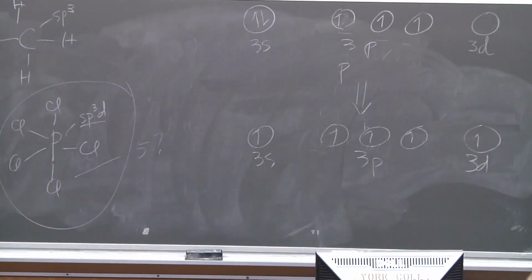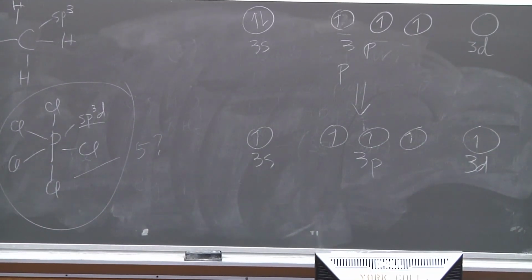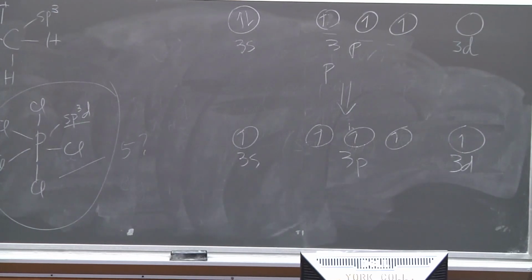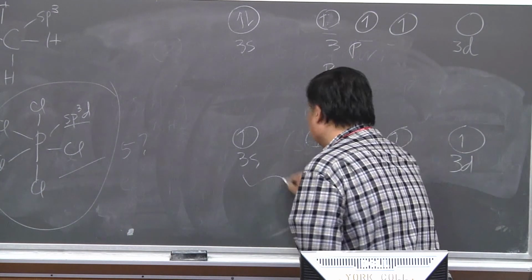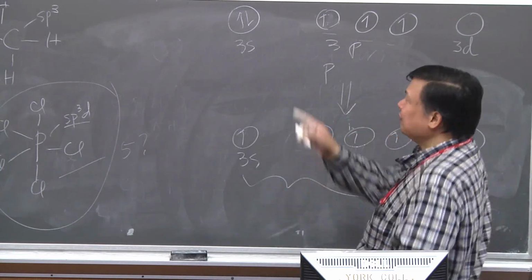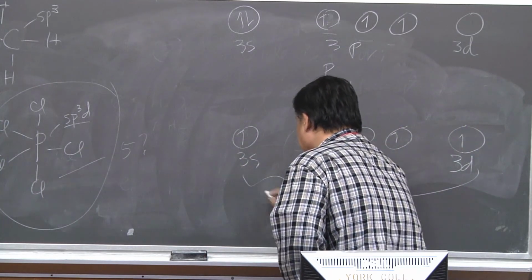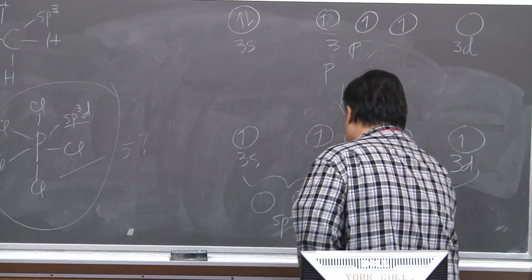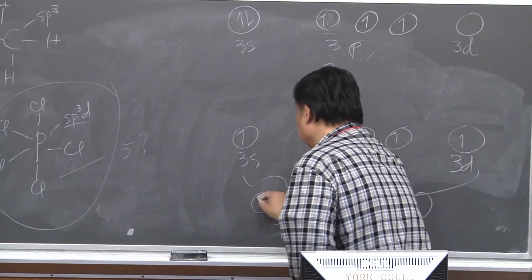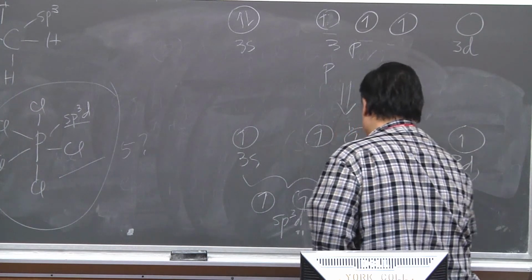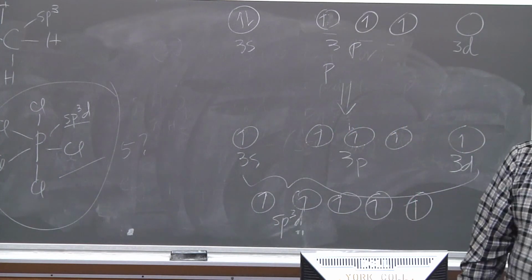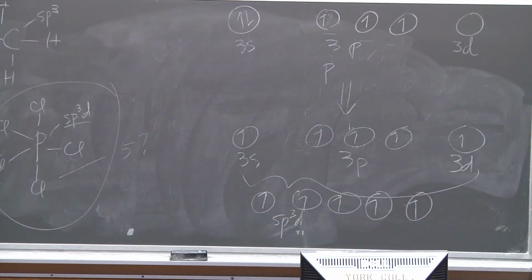How many do I need for hybridization? All 5 of them, right? Because I have 5 sigma bonds. So the hybridization will include all 5 of them. So I'm going to form, what did I form? Good?